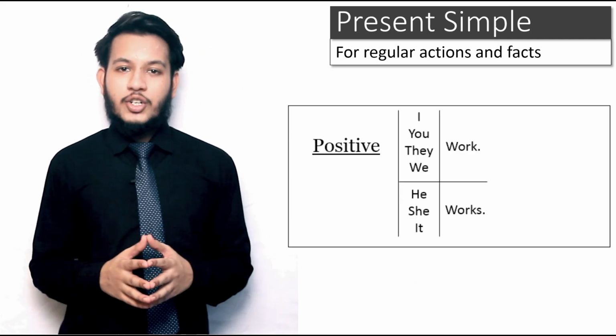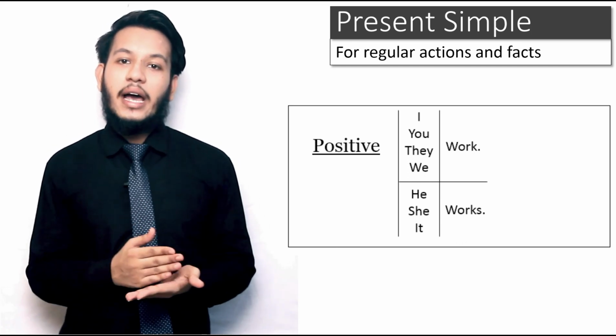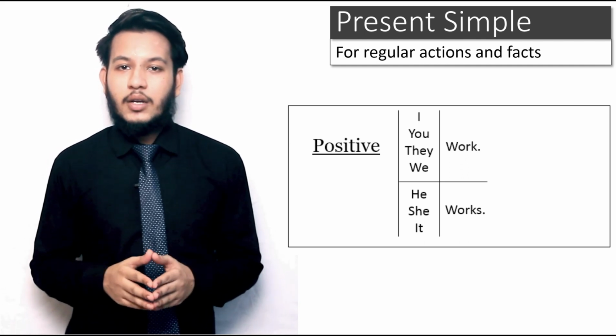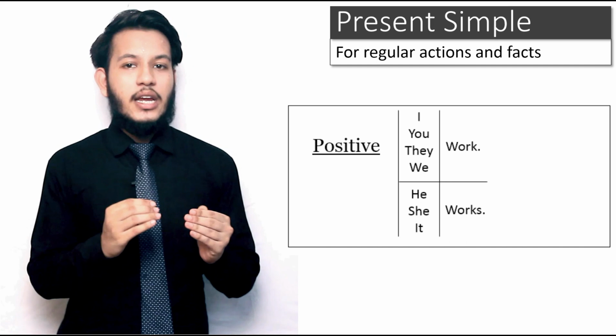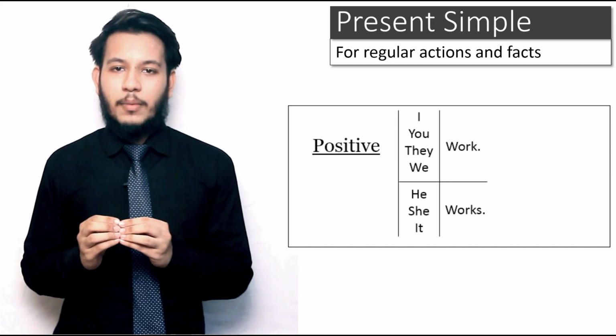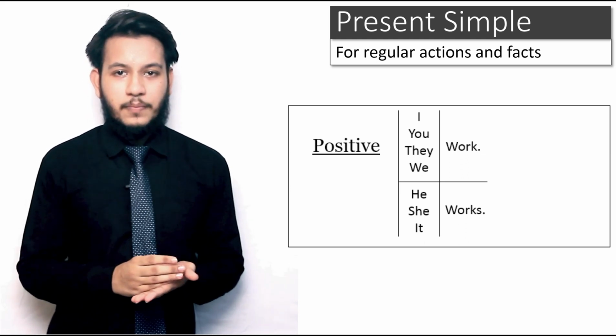A very important rule here you need to keep in your mind is that with the subject of I, you, they, we use first form of the verb, but with the subject of he, she, it and singular names, we use first form of the verb, but we simply add s or es with the verb.